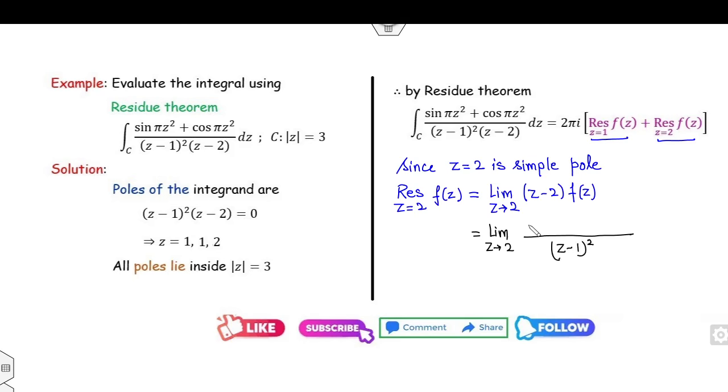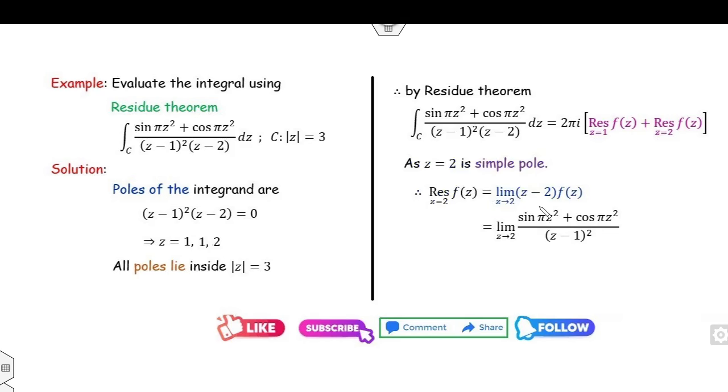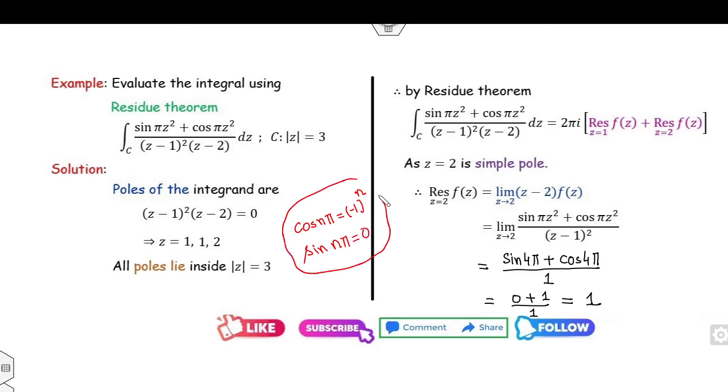The denominator is z minus 1 whole square, and the numerator is sine of pi z square plus cos of pi z square. I can substitute the value. The numerator is sine of 4 pi plus cos of 4 pi. The denominator is 1. Sine of 4 pi is 0. Cos of 4 pi is 1, over 1. That is 1 as the answer. Always remember, students, cos of n pi is minus 1 raised to the power n. Sine of n pi is 0 whenever n is an integer. You can see sine 4 pi is 0, and cos 4 pi is minus 1 raised to the power 4.